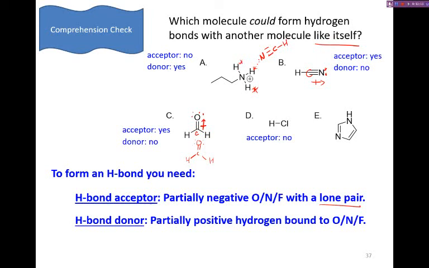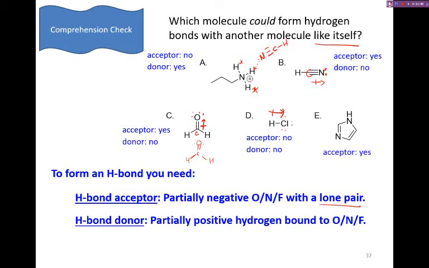D does not have an acceptor and does not have a donor. Why is that? There are electrons there, but the bond between the chlorine and the hydrogen, while it's polar, is not polar enough for it to be able to participate in hydrogen bonding.